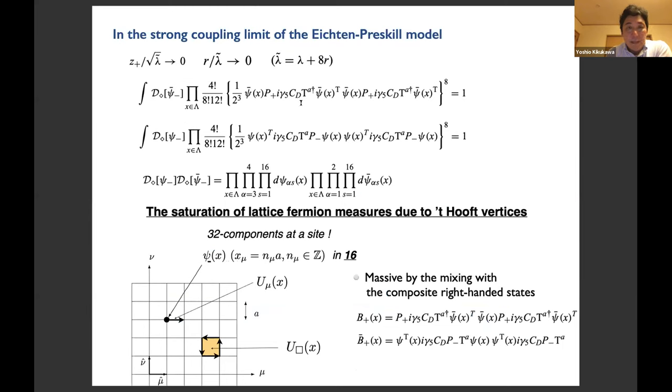And I refer to this fact as the saturation of the lattice fermion measure due to the 't Hooft vertices. So the path integration for all the degrees of freedom is just saturated by this operator to give non-zero values.